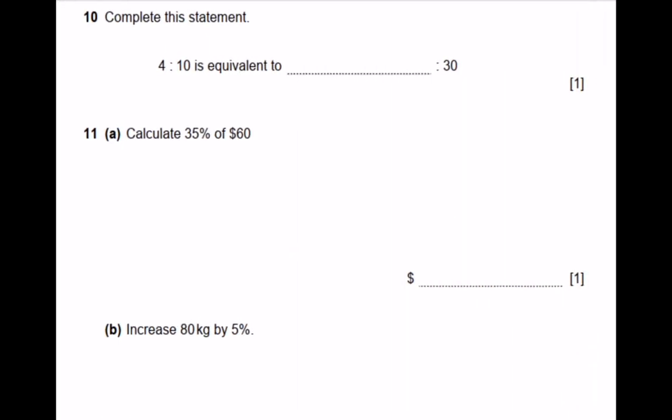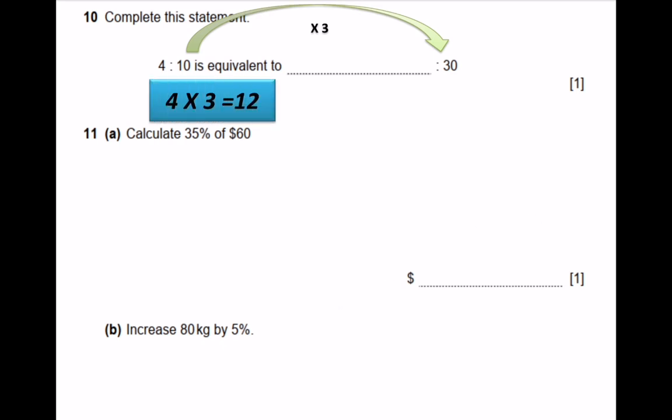4 to 10 is equivalent to what to 30? So the 10 becomes 30, we multiply by 3. So 4 times 3 will be 12. So the answer will be 12.